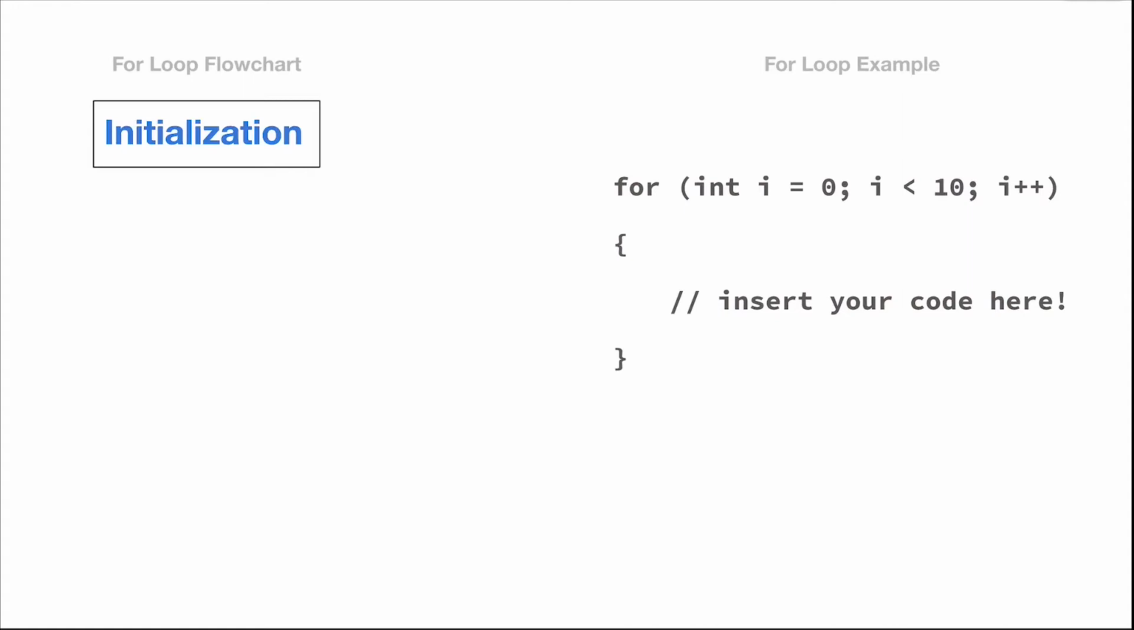Here, we declare or initialize a variable. This is done only one time. In my code to the right, I've declared a new int variable named i and initialized it as 0 to serve as the for loop starting point.